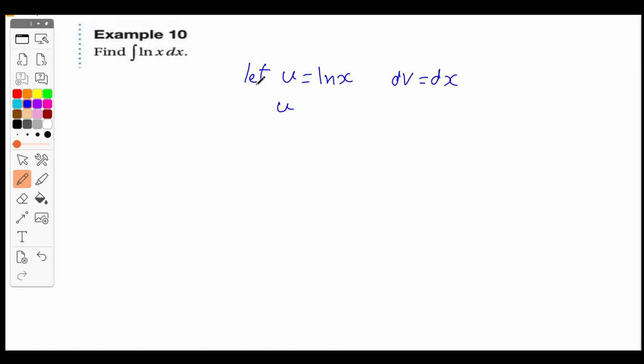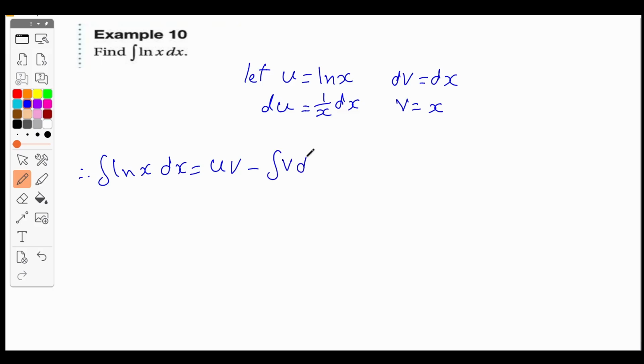If u equals ln x, so du is equal to what? What is the derivative of ln of x? That will be 1 over x dx. The integral of dx, v equals x. So the derivative of ln of x is 1 over x, as we have studied before. Now let's plug in. So the integral of ln x dx equals uv minus the integral of v du.